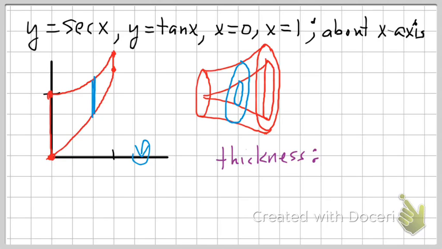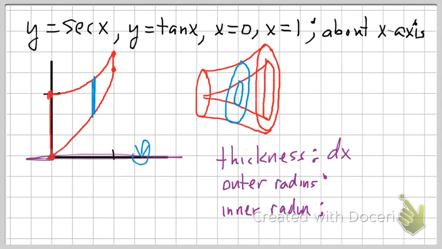Thickness? dx. Now, for a washer, we have two radii that we have to concern ourselves with. We have an outer radius, which was the big R, and we have an inner radius, which was the little r. The trick is, how do we know which one is which? Well, it's all from the perspective of your axis of revolution.